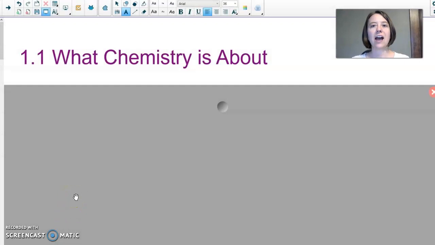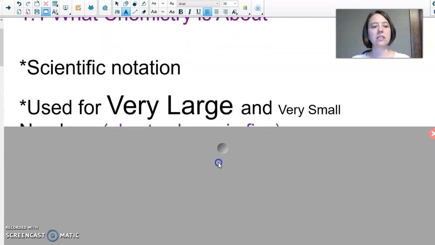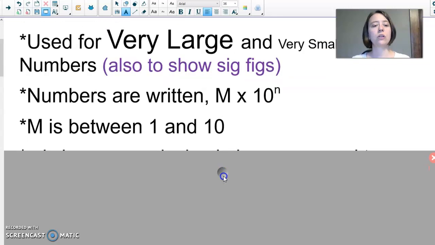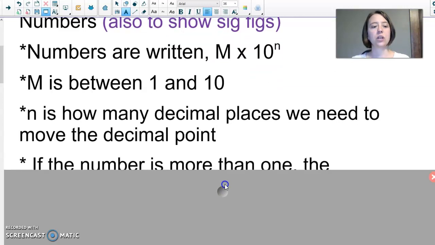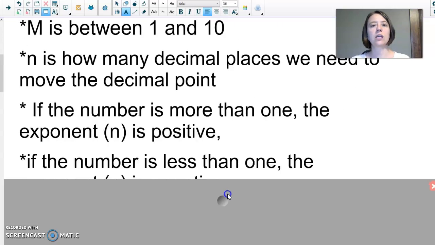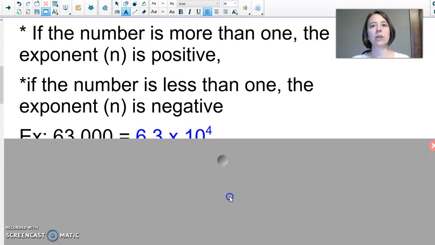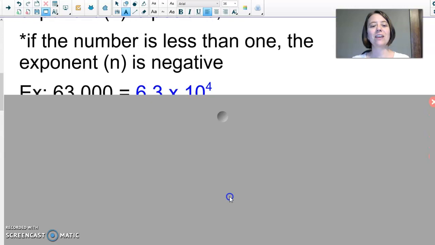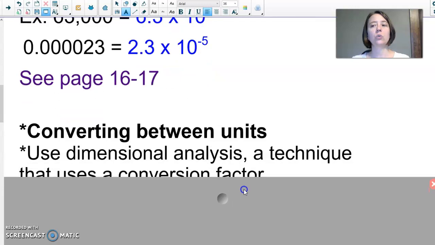And this is our last video of the first section, what chemistry is about. So previously on Part 4, we talked about scientific notation being used for very large and very small numbers, written in the form M times 10 to the N. M is always a single-digit number, N is your exponent. It's the number of places you have to move the decimal point. It's positive if the numbers are bigger than 1, and is negative if the numbers are smaller than 1.